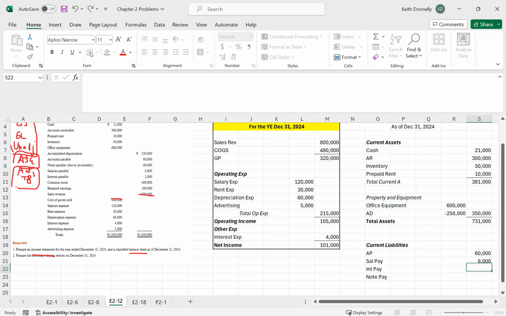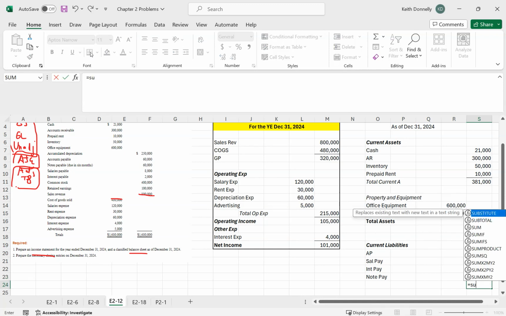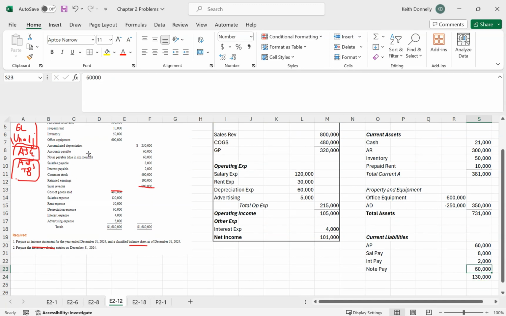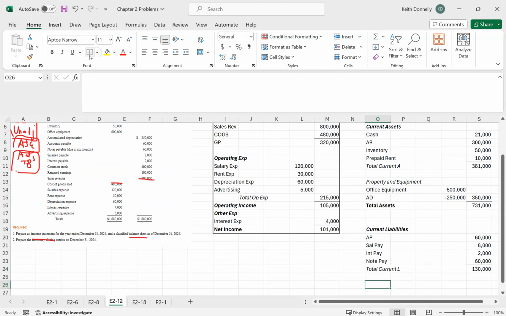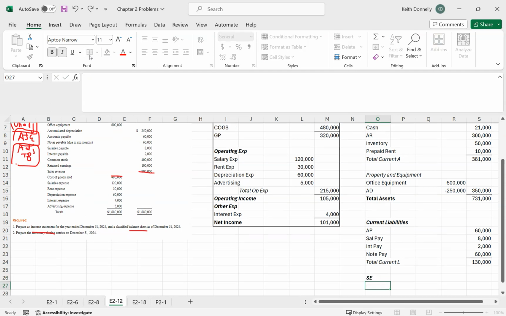60,000, 8,000, 2,000, 60,000. We'll sum those. There we go. We're looking at $130,000 there for our total current liabilities. Nothing really else over there liability-wise, so let's move on to our stockholders' equity section.